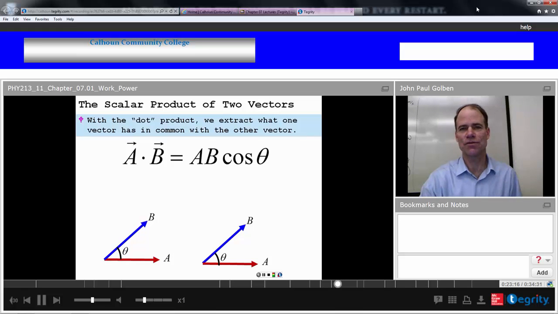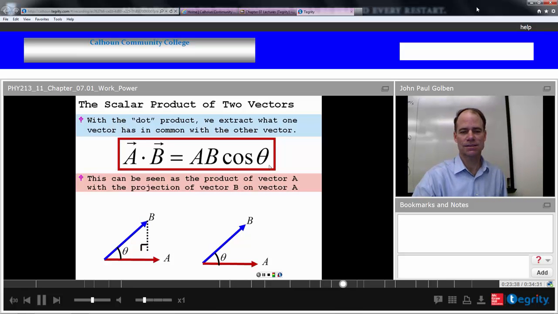Well, if we have two vectors, A and B, the scalar or dot product, the operation of this dot product between these two vectors is equal to the magnitude of A times the magnitude of B times the cosine of the angle between the two vectors.